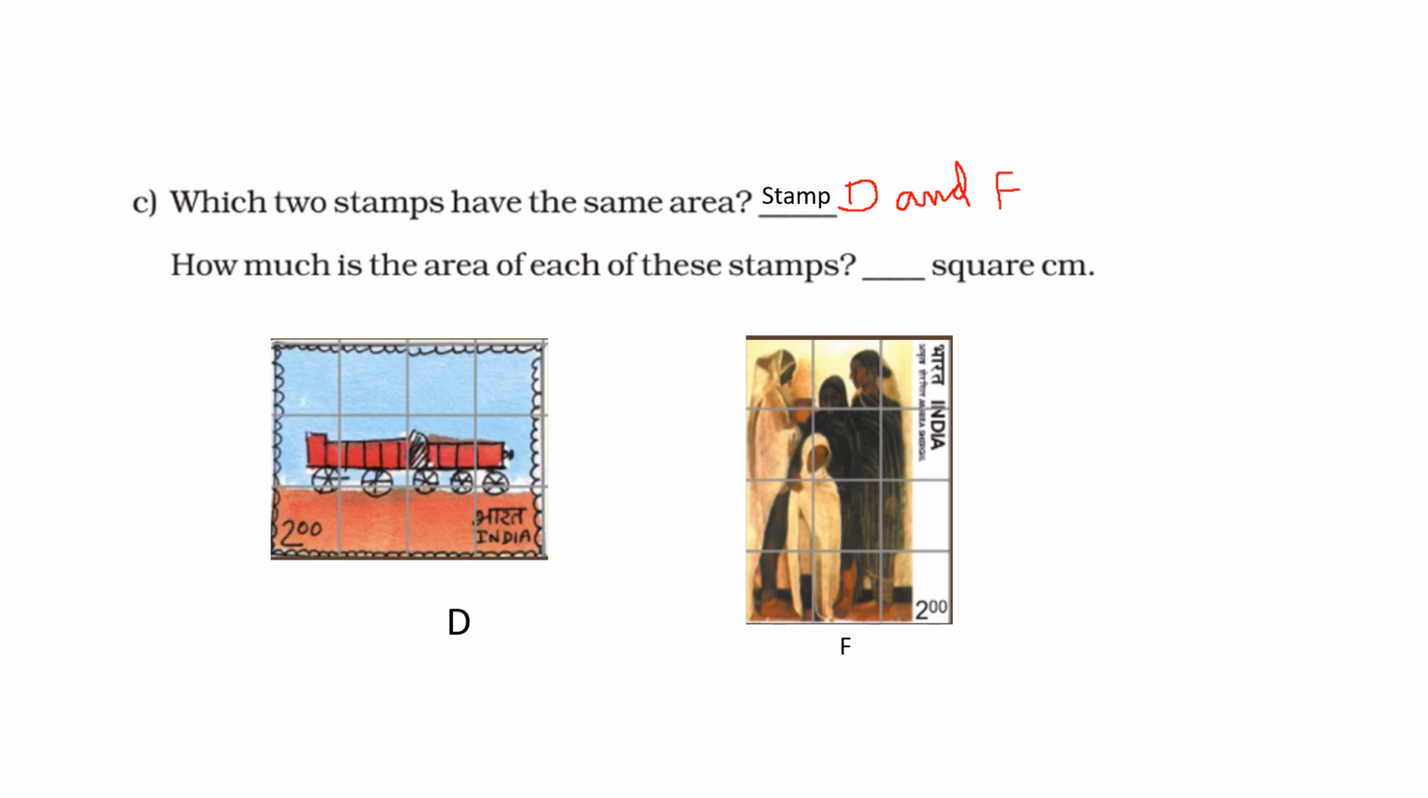Now, how much is the area of each of these stamps? Dash square centimeter. So how much did we get now? 12. So right here, 12 square centimeter. Clear? So this stamp contains 12 unit squares. So area of this stamp is 12 square centimeter.